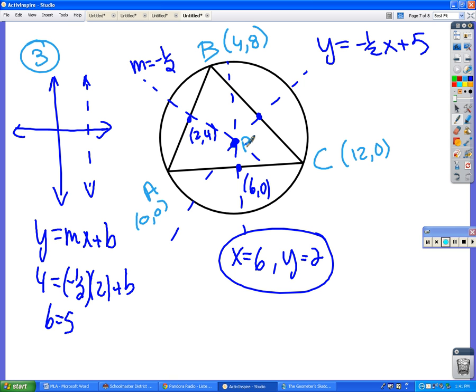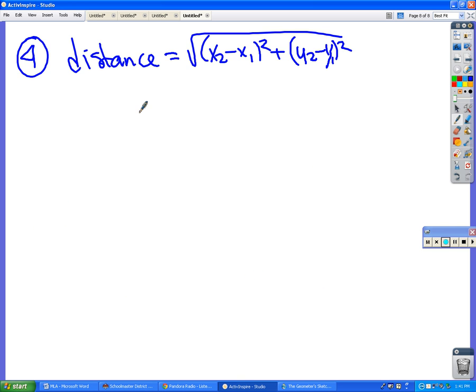Same distance from the center to the side, right? So the distance from here to here would be the same as the distance from here to here, which would be the same as the distance from here to here. And what are those distances all called? Radius. So I just need to find the distance from this point to one of these 3 other points. Let's choose (0, 0) because that's really easy. So I'm just trying to find the distance between (6, 2) and (0, 0).